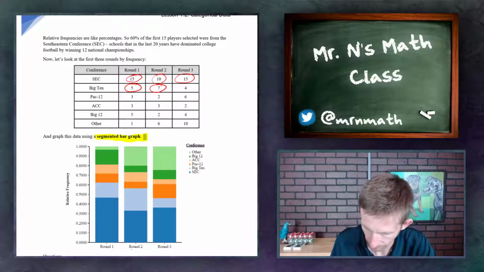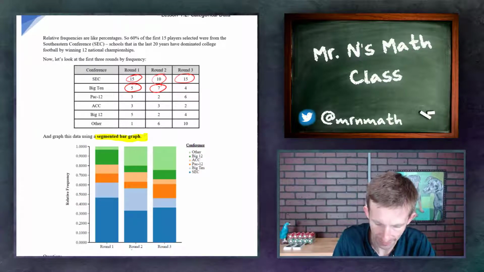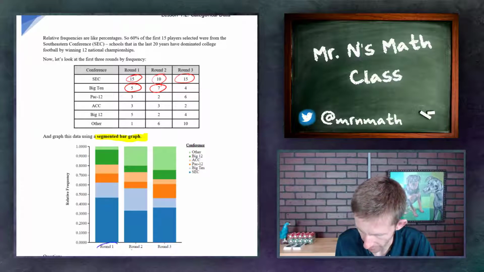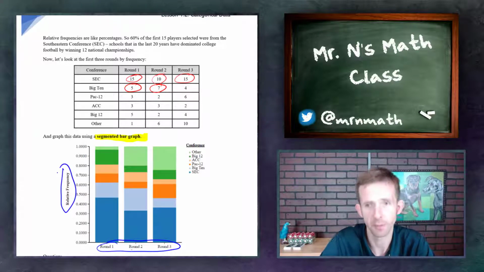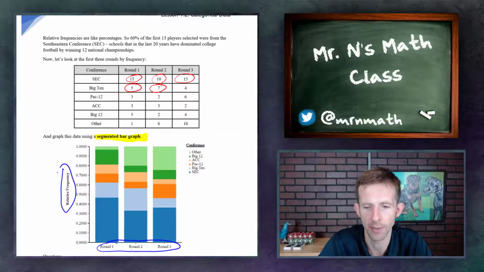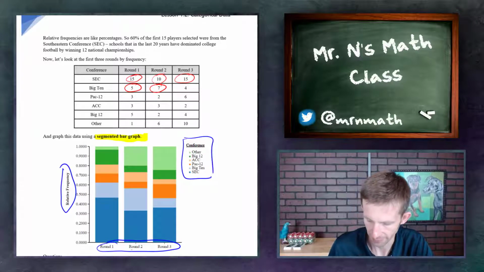Segmented bar graph. So what you have is on the x-axis, you've got the different rounds, round 1, round 2, round 3. And on the y-axis, we've got the relative frequency from 0 to 100. And then on the right side, you've got the legend telling you what different conferences you have.